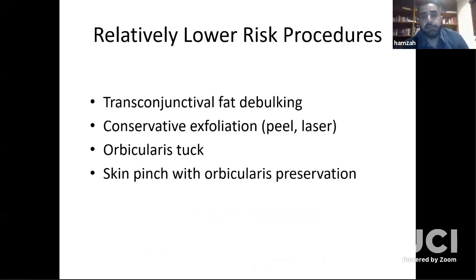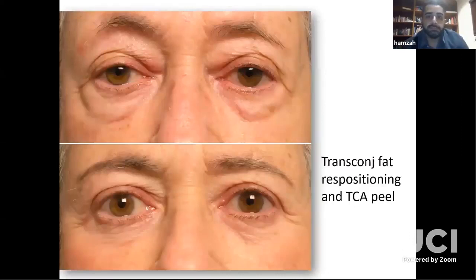So what are the relatively lower risk procedures? Well, one is transconjunctival fat debulking, or actually fat transfer, coupled with conservative exfoliation, which can be the peel or laser. For some patients, you may consider an orbicularis tuck or a skin pinch, with orbicularis preservation, where only a subcutaneous incision is done, trying to minimize any injury to the orbicularis. And you can get very good outcomes in these patients. So here's a patient with transconjunctival fat repositioning and TCA peel.